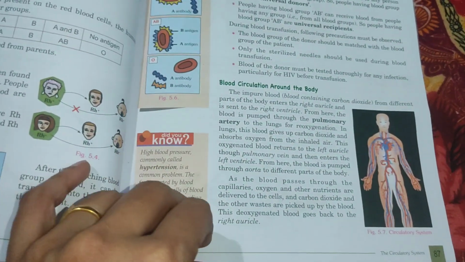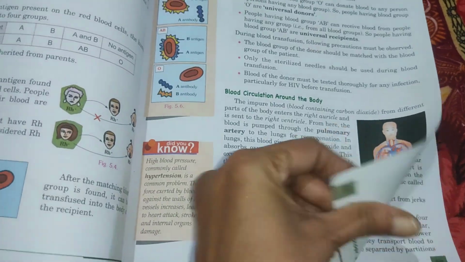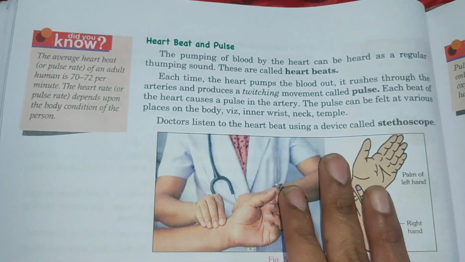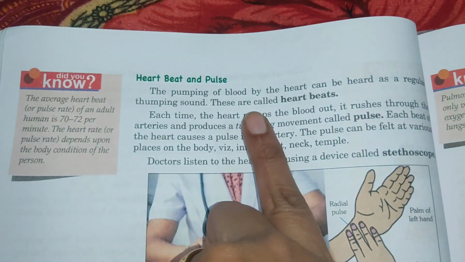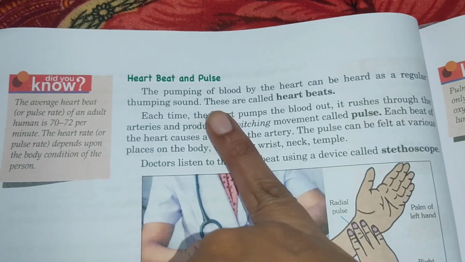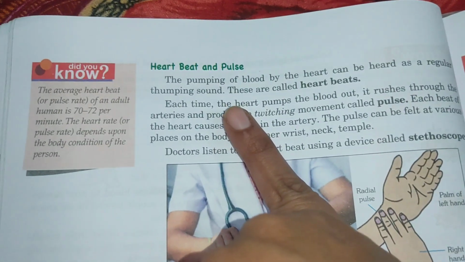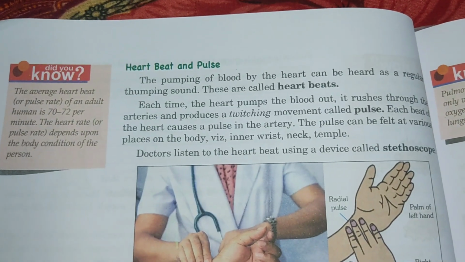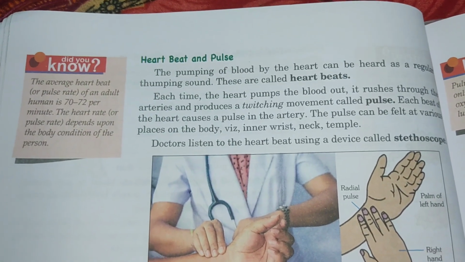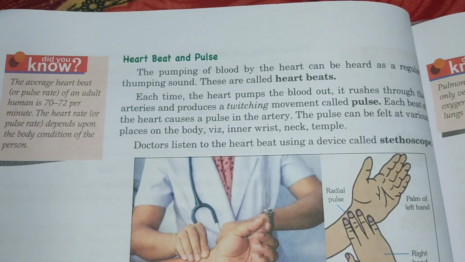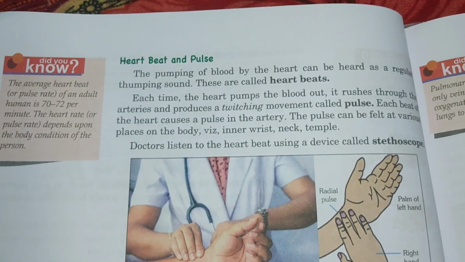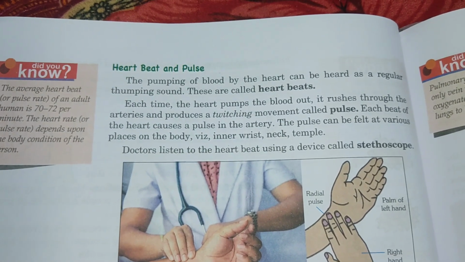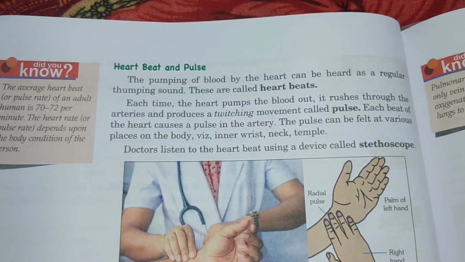Like this the circulation takes place. Then what is a heartbeat and pulse? Let's see. The pumping of the blood by the heart can be heard as a regular thumping sound. This thumping sound of the pumped blood is called the heartbeat. Each time the heart pumps the blood out, it rushes through the arteries and produces a twitching movement called pulse.